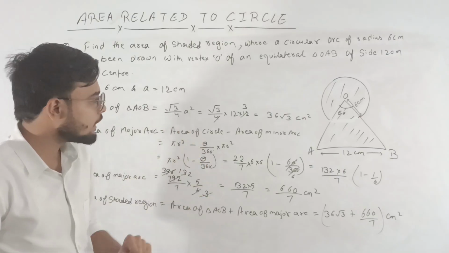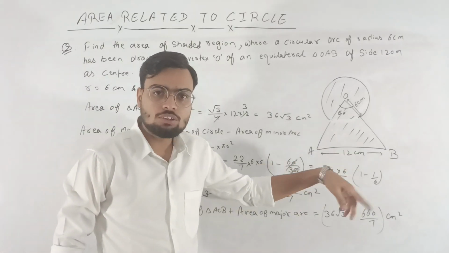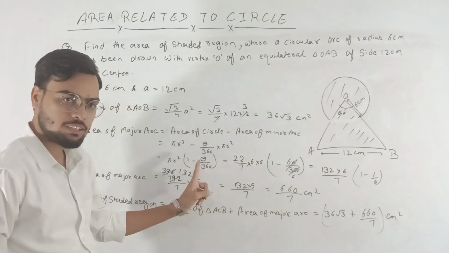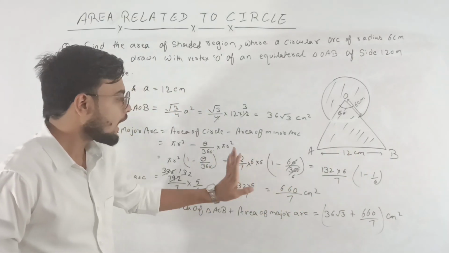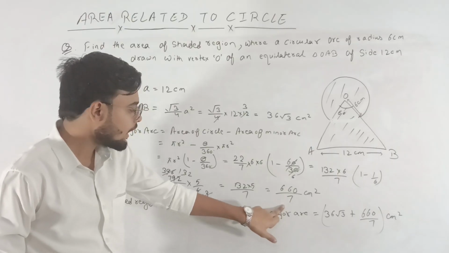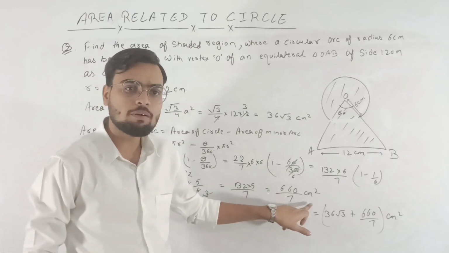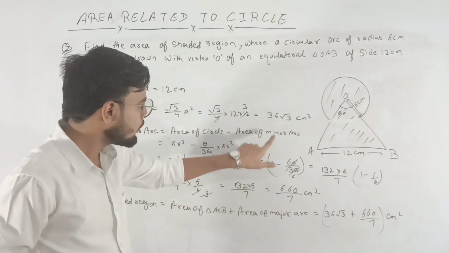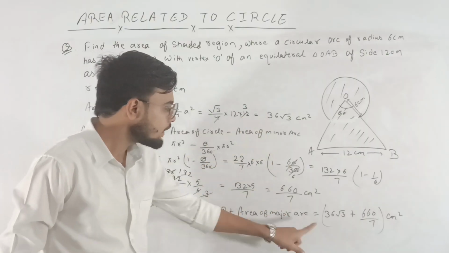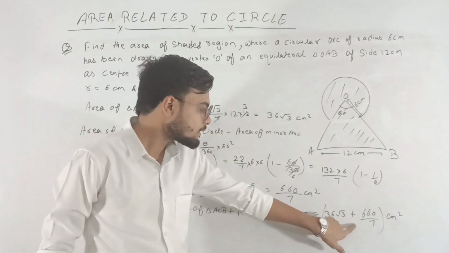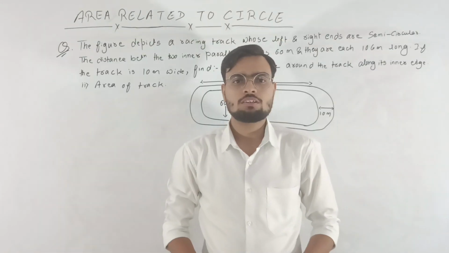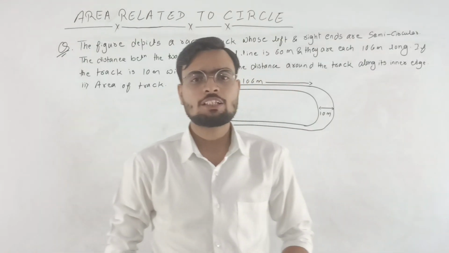Now theta, what is theta? This is an equilateral triangle, and all angles of an equilateral triangle are 60 degree. So here theta is 60 degree. Now after putting the values, I get the area of the major arc as 660 upon 7 centimeter square. Now I have both areas, triangle and arc. Now I add these two areas, then I get the result which is 36 root 3 plus 660 upon 7 centimeter square. Understood? Now let's move towards our next question.